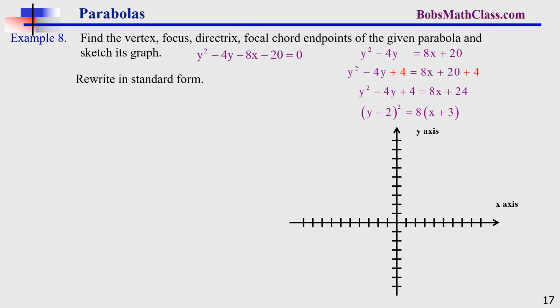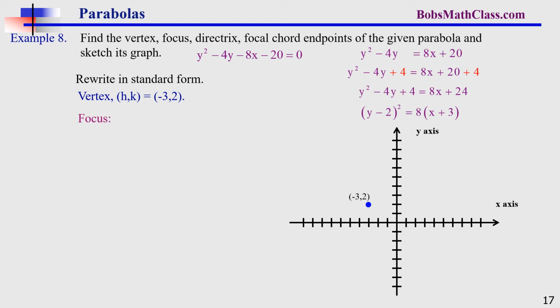Okay, so let's find the vertex. What is our vertex? Our vertex is -3, 2. It's always the x and then the y, or the h and then k, h comma k. So -3, 2.